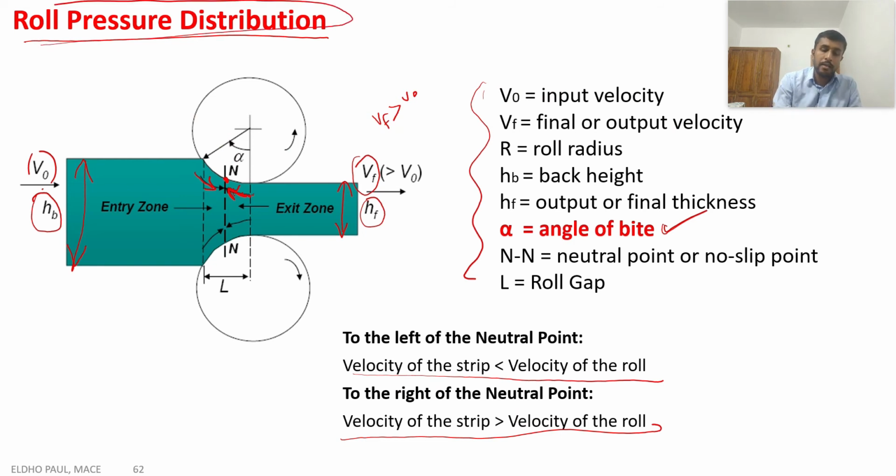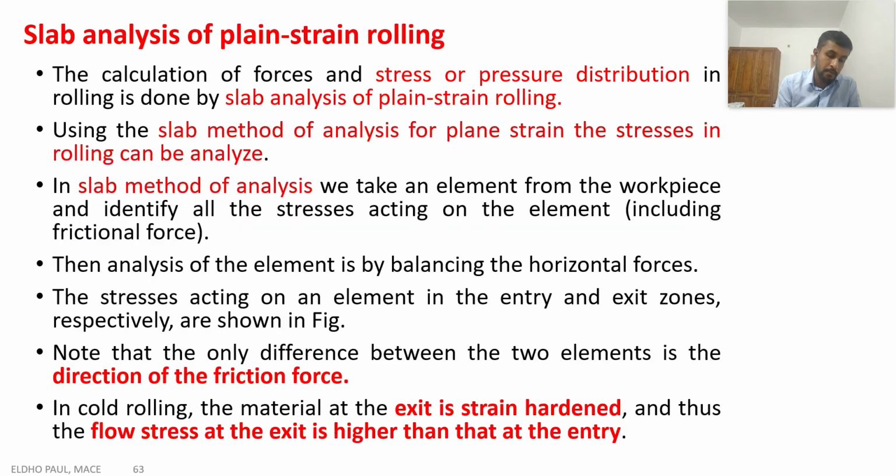These are the different terms which may be involved in the calculation of the roll pressure distribution. For the analysis of the roll pressure distribution, the main analysis we use is slab analysis, and the slab analysis in plane strain rolling. This is actually a simplified version of rolling. One of the important assumptions we use here is plane strain rolling.